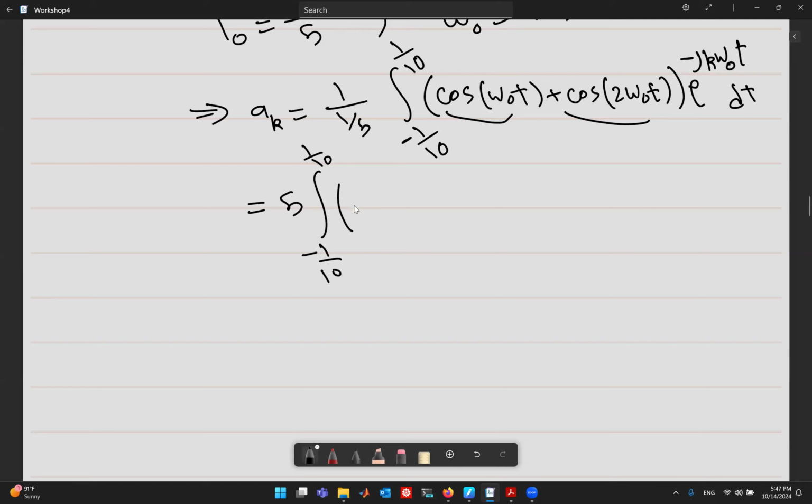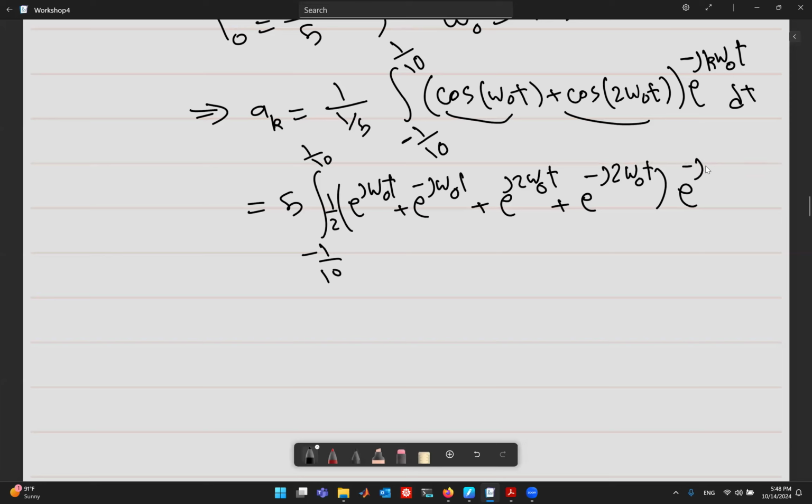exponential, we have 1/2 here, exponential j omega naught t plus exponential minus j omega naught t, plus also the two exponentials for this cosine: exponential j 2 omega naught t plus exponential minus j 2 omega naught t, and then all multiplied by exponential minus j k omega naught t dt.